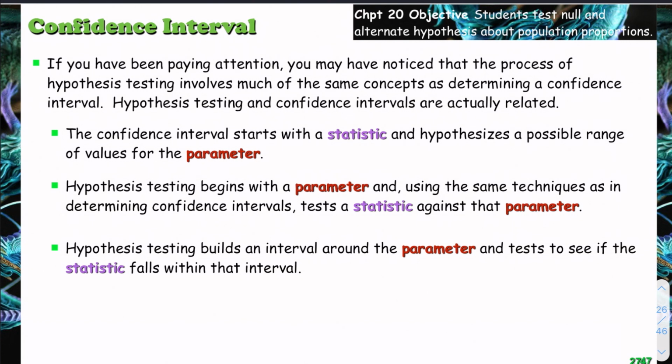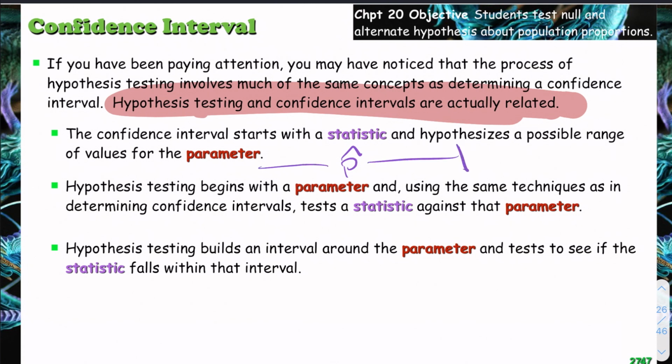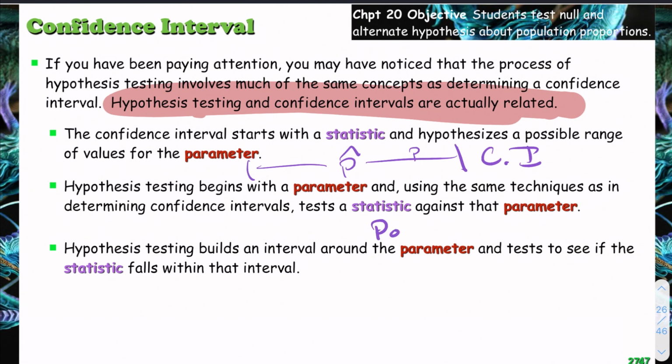Hypothesis testing and confidence intervals are actually related. The confidence interval starts with a statistic. Remember, we said this was p hat, and hypothesized a possible range of values for the parameter, the true population proportion. This was our confidence interval. Hypothesis testing begins with a parameter and, using the same techniques determined in confidence intervals, tests a statistic against that parameter, asking, is this statistic plausible? Hypothesis testing builds an interval around a parameter and tests to see if the statistic falls within that interval.